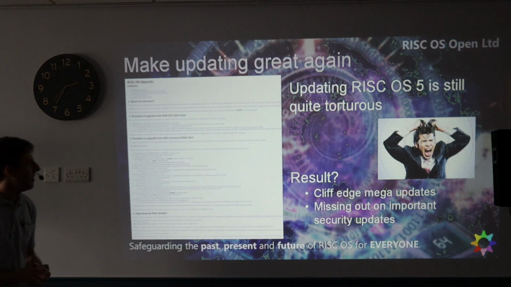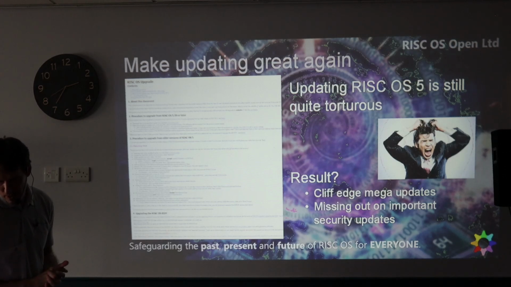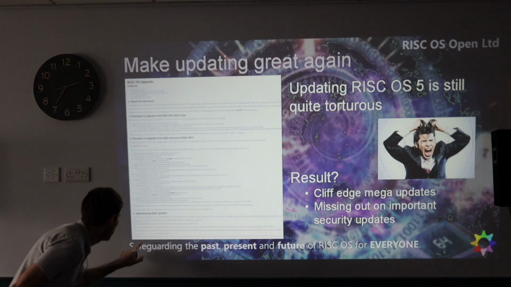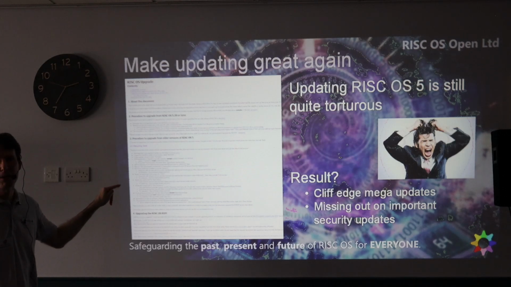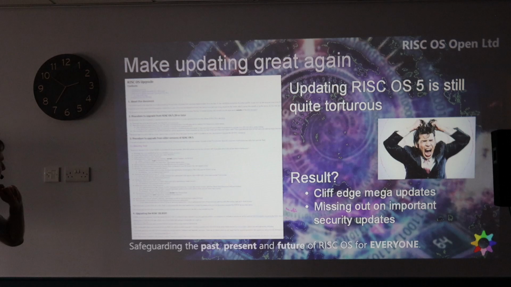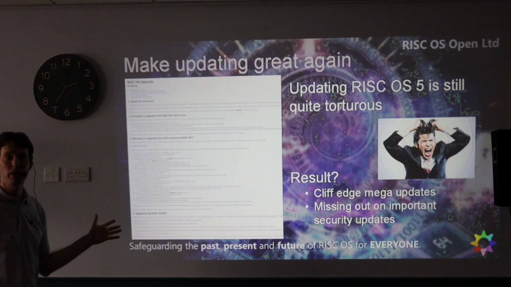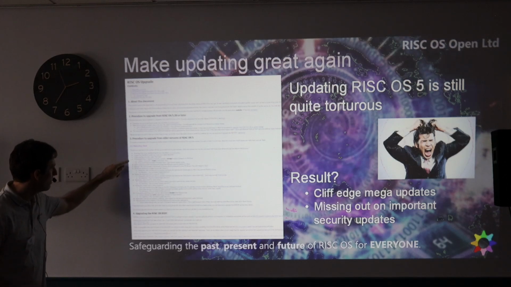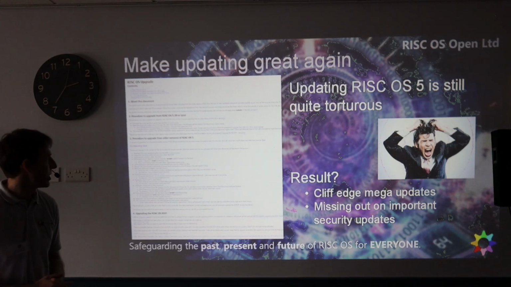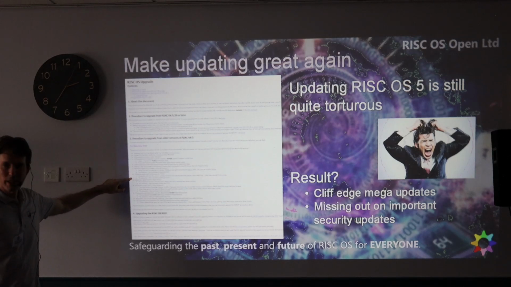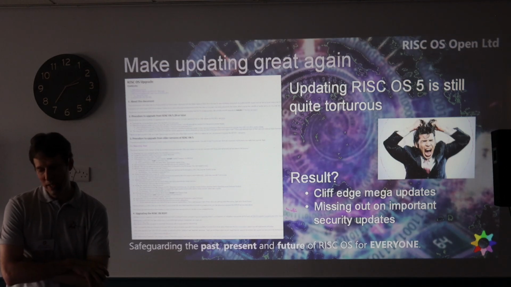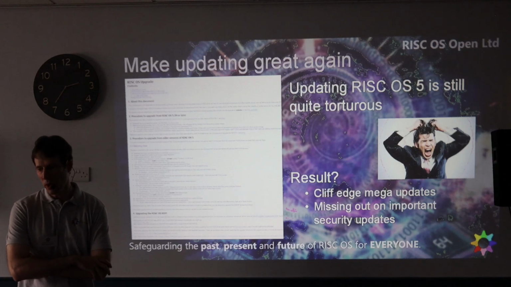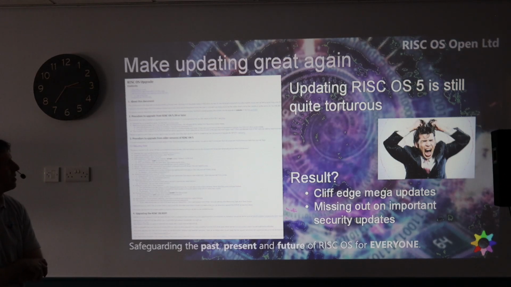So I'm aware, and as is Steve Revell, the CEO of RISC OS Open, because he wrote this page, I was looking at the wiki page. That is Steve's most concise instructions on how to upgrade RISC OS. And as you can see, it's only 4 bullet points, it's nice and easy. However, the bullet points have sub-bullet points, and those have sub-sub-bullet points, some of which are loops. You read the instructions, you think, oh, I'm halfway through. It says, no, go back to step 1, do it again. And yeah, it is fair to say that upgrading RISC OS 5 is quite a torturous, hair-pulling experience.